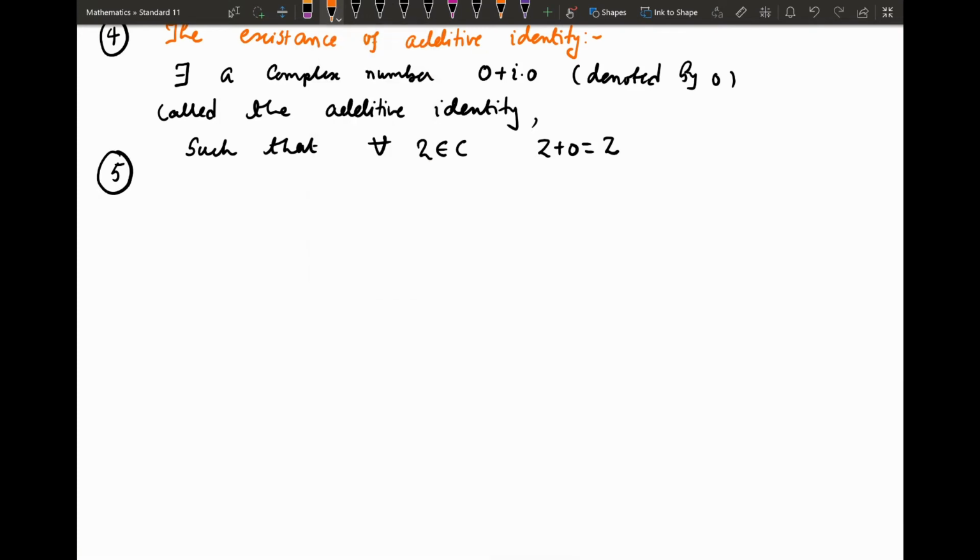Fifth one, the existence of additive inverse. For every complex number z, there exists minus z such that z plus minus z equals 0, where 0 is the additive identity. So for each complex number z, there exists an additive inverse minus z.